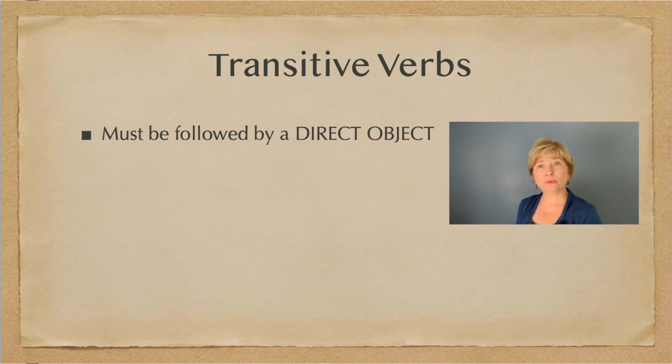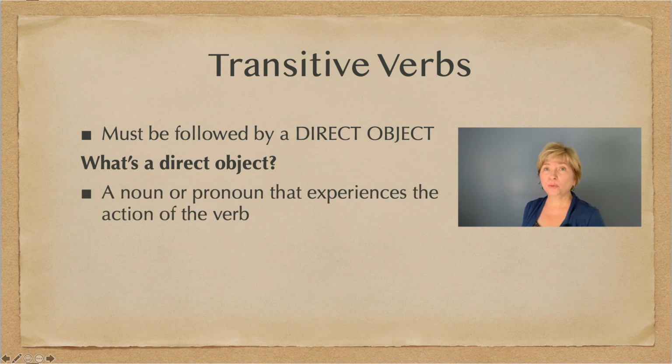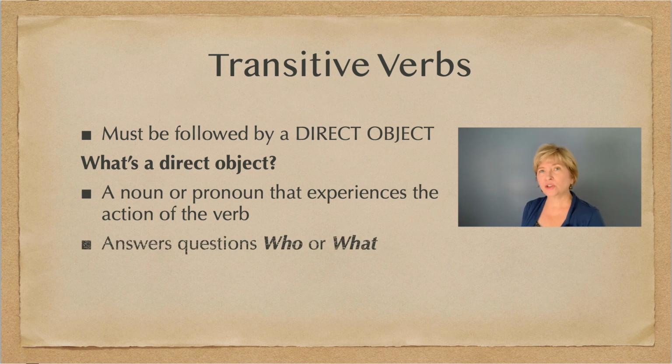Let's get started. Transitive verbs are verbs that only make sense if they have a direct object. So what's a direct object? Well, it's a noun or pronoun that experiences the action of the verb. The direct object answers the questions who or what. I'll give you a couple of examples.